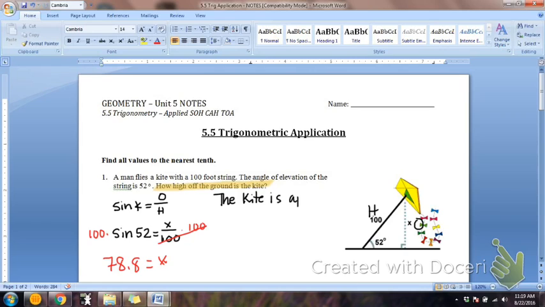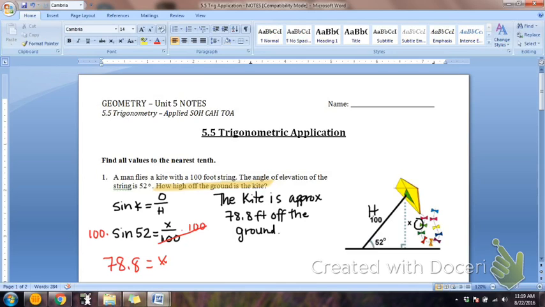is approximately 78.8 feet off the ground. The kite is approximately 78.8 feet off the ground.